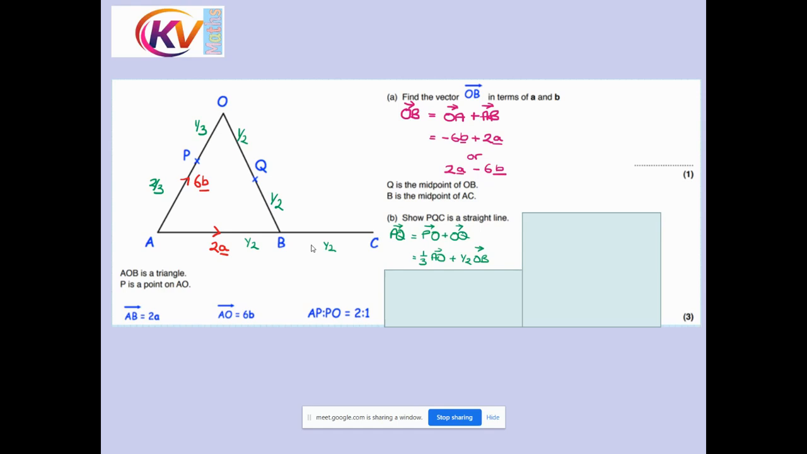Not quite, Jake, on that one. So if I put the next bit up, give you a hint. We know A to O is the 2B that we talked about a minute ago. O to B, we worked out up here as 2A minus 6B, and we only want to go from O to Q, so we only want half of that. So think about what that gives you.